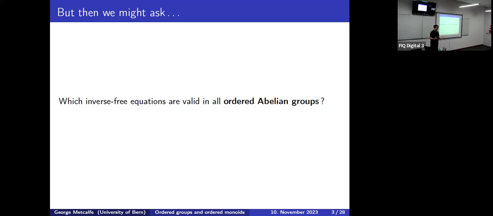But then you can use linear algebra. This is something from a first year linear algebra course. You can use Gaussian elimination to just solve the equations or the system of equations. So that's fine. But what about ordered abelian monoids?